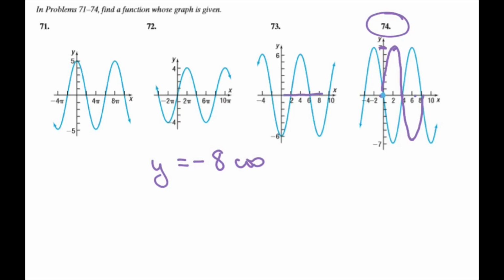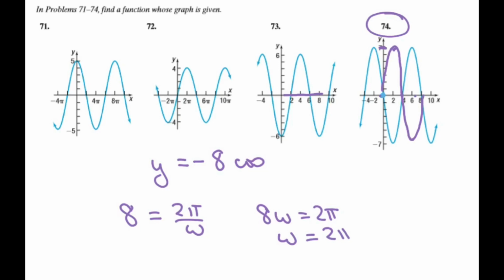So basically, we got 8 equals 2 pi over omega, and we're doing the same thing we did last time. 8 omega equals 2 pi, so omega equals 2 pi over 8, which equals pi over 4. So this is going to be sine of pi over 4x. And that's all.